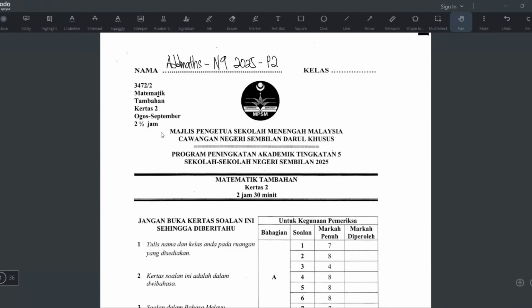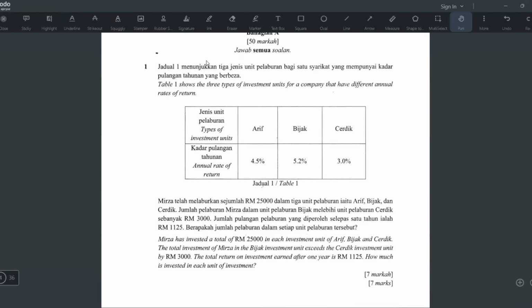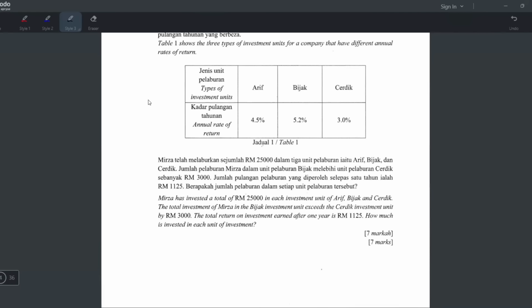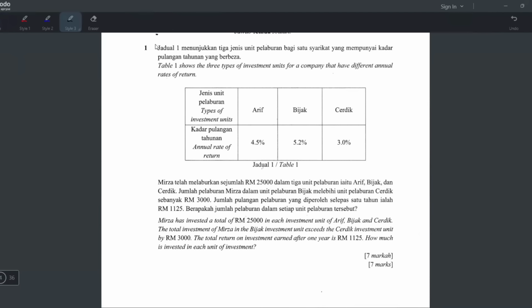Alright, so without any stalling, let's start. Bahagian A, they say jawab semua soalan. I know that already. Number 1. First step is knowing what chapter first, right? Because if we don't know what chapter the question is, it's very difficult for us to do it. We might use the wrong formula if we don't know the chapter.